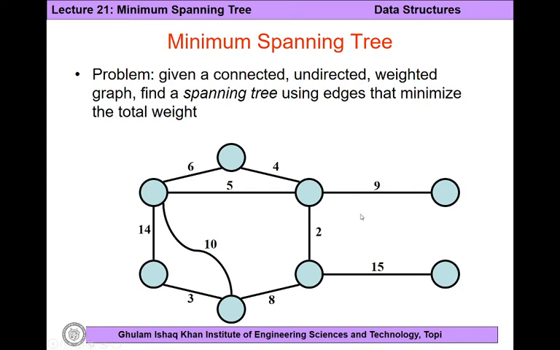Maybe this is a small graph, so maybe for this we can extract multiple. For example, we say okay, this is a spanning tree, right? Maybe this one, and then we say okay, there can be another spanning tree as well, like maybe this one, right?